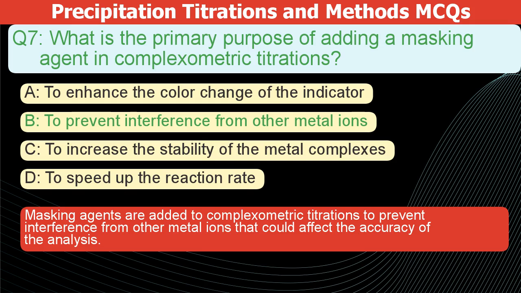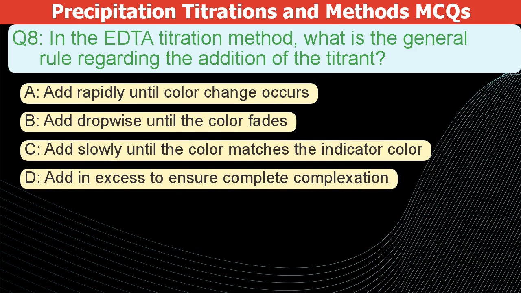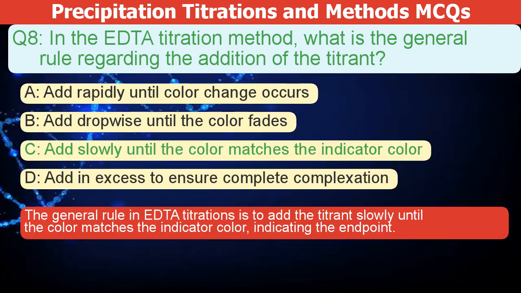In the EDTA titration method, what is the general rule regarding the addition of the titrant? A. Add rapidly until color change occurs. B. Add dropwise until the color fades. C. Add slowly until the color matches the indicator color. D. Add in excess to ensure complete complexation. The correct answer is C. The general rule in EDTA titrations is to add the titrant slowly until the color matches the indicator color, indicating the endpoint.